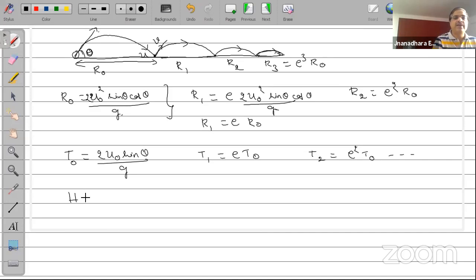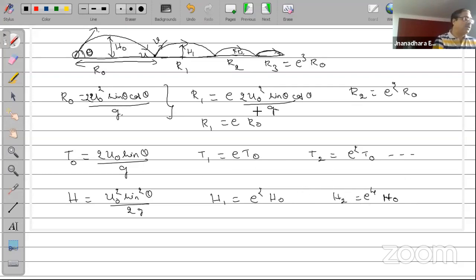Now what about the maximum height attained? Maximum height attained will be U0 square sine square theta by 2G. We can show that this H1, the height here, will be equal to E square times H0, where H0 is the first one. Similarly, H2 can be shown to be equal to E to the power 4 times H0. This is like your case 1, where the maximum height attained will always be the square of E into that height H0. This is how I can find out all the different parameters of this projectile motion.